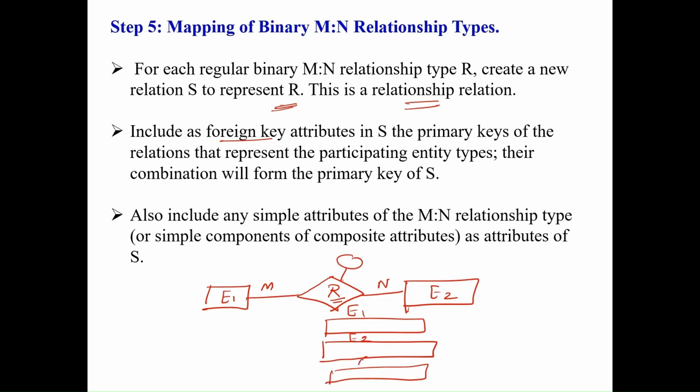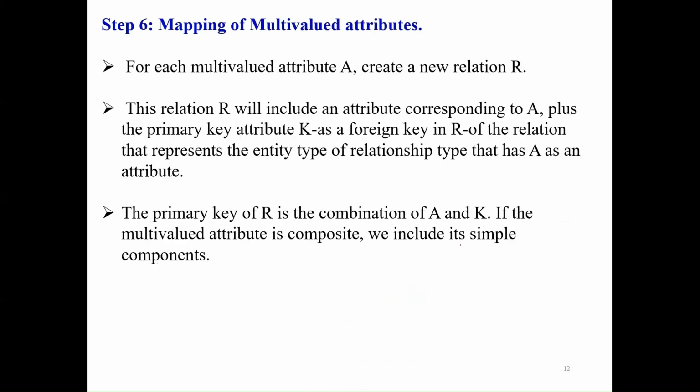One is for E1, one is for E2, and one is for R. And in R, we have to add the foreign key as a primary key for E1 and the foreign key as a primary key in E2. Okay. So here the primary key of this table and here the primary key of that table. So in this way, we have to map the many to many relationship.